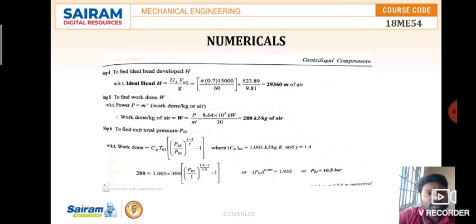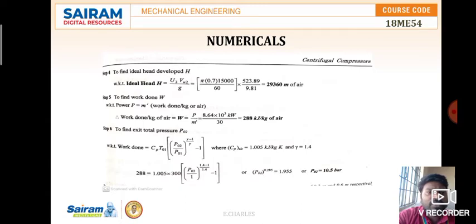To find the work done W, power is equal to m dot times work done per kg of air. So work done per kg of air W is equal to P by m dot. So 8.64 into 10 cube kilowatts divided by mass 30 gives 288 kilojoules per kg of air.